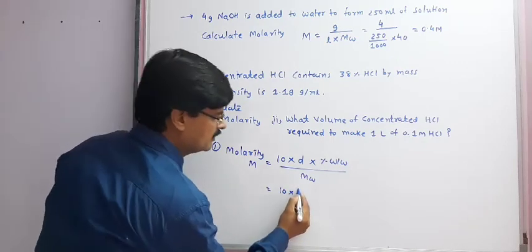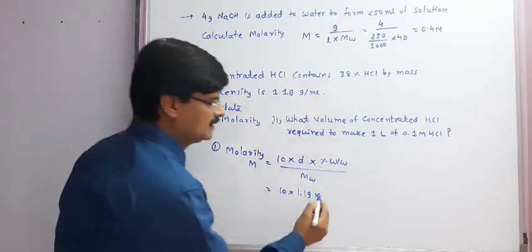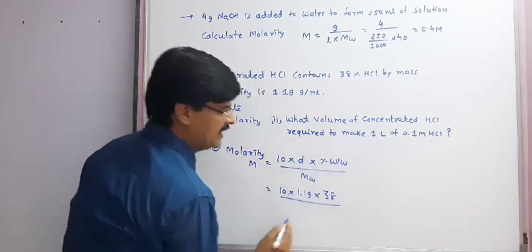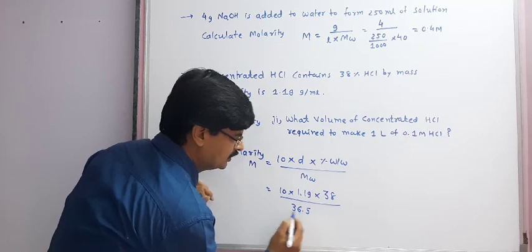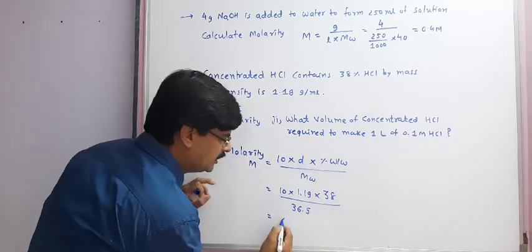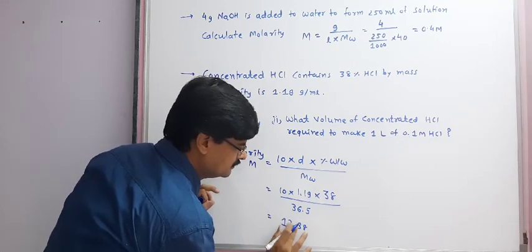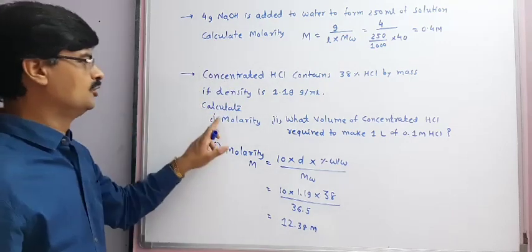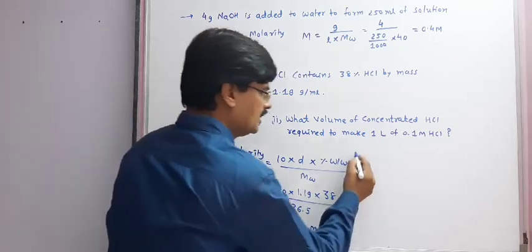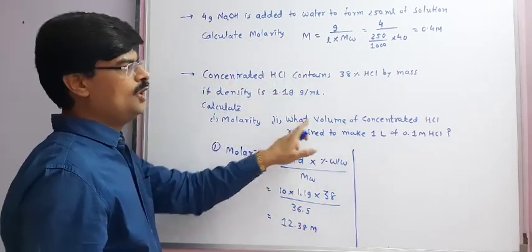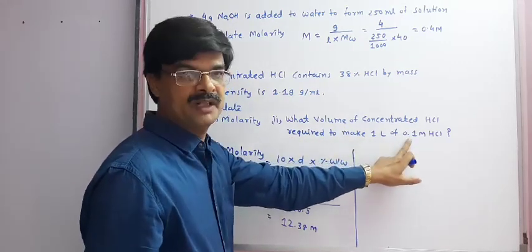10 into density 1.19 into strength, which is given as 38%, divided by molecular mass of HCl, which is 36.5. On solving, molarity of the solution comes out to be 12.38 molar. So the first answer, calculation of molarity, is 12.38 molar. Now another question. What volume of concentrated HCl is required to make 1 liter of 0.1 M HCl?